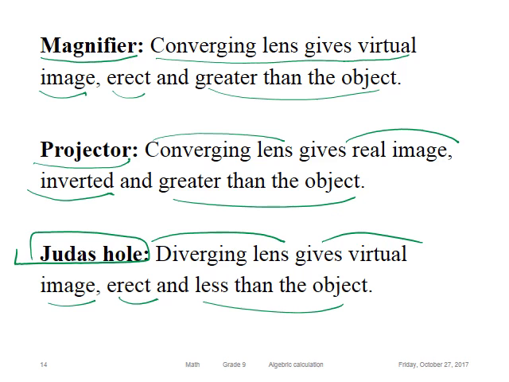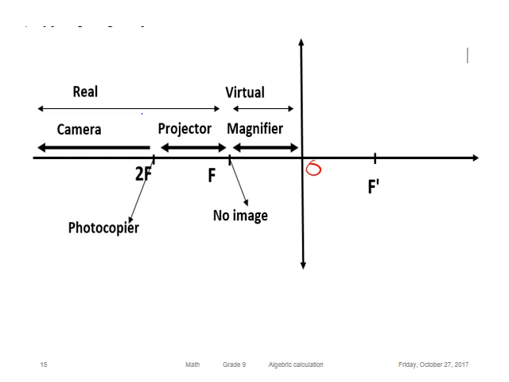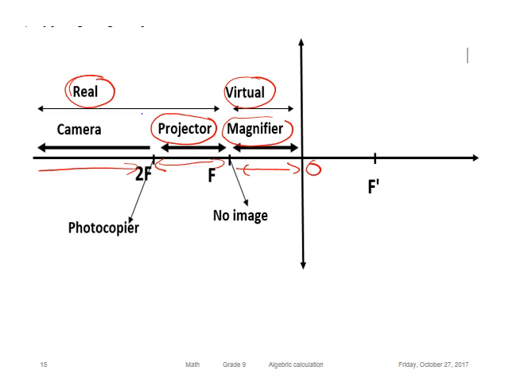the object. When the object is between O and F, the image is virtual, and we use this lens as a magnifier. When the object is between F and 2F, the image is real, and we use the lens as a projector. When the object is beyond 2F, the image is real, and we use it as a camera. At 2F, we use it as a photocopier. At F, there is no image.